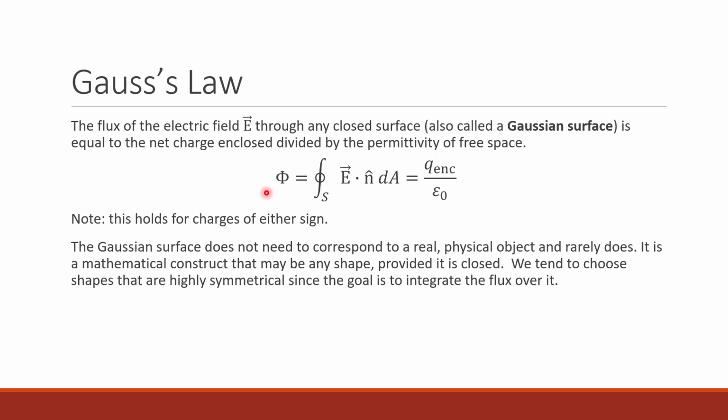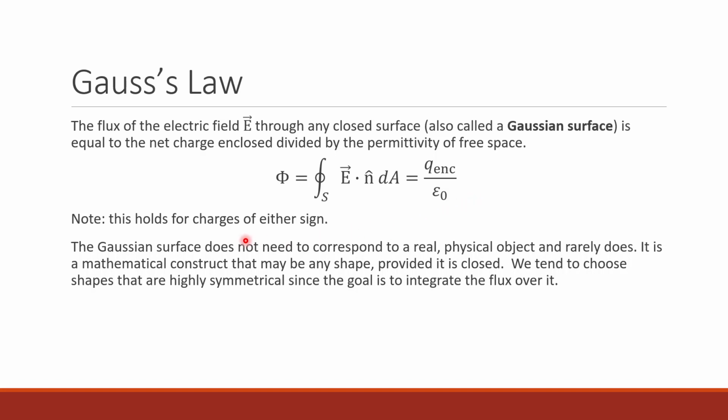So our flux is equal to our Q enclosed, or our net charge that's enclosed in the surface, divided by our permittivity of free space, which is a constant, okay? And note that this holds for charges of either sign, whether it's positive or negative, okay?